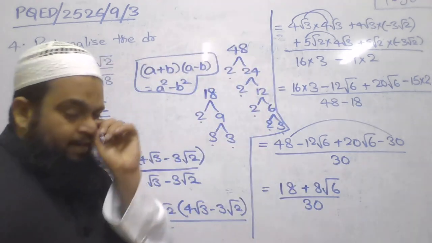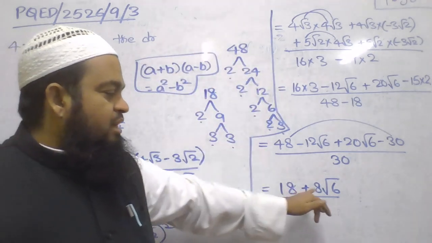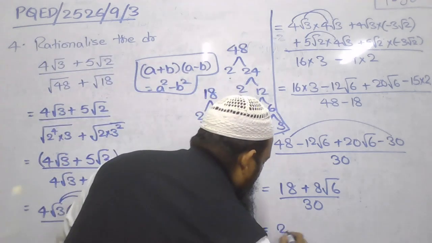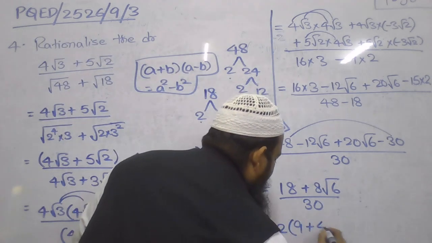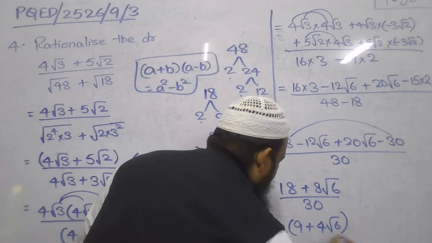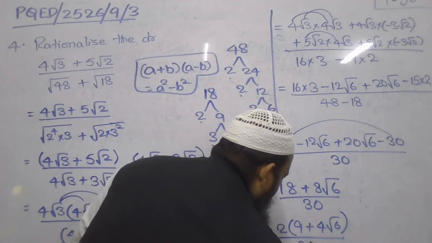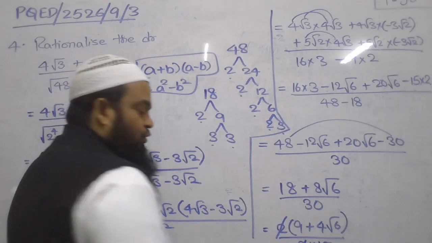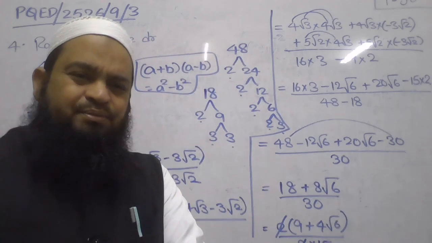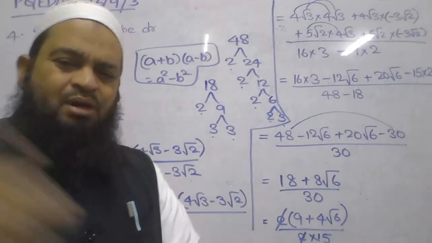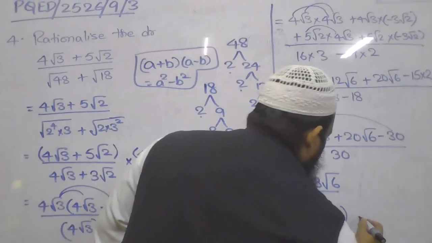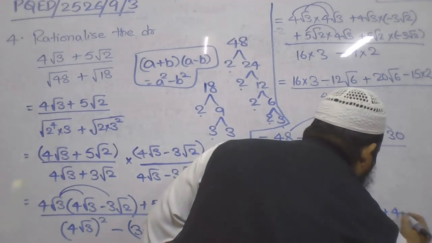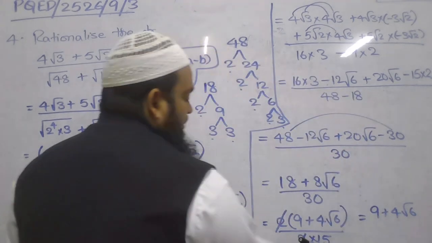Now you have 18 is an even number, 8 is also an even number. You have two common. So let us take two common. It will be 9 plus 4 root 6. And here also you have 2 into 15. So 2 and 2 get cancelled. So what is the answer, my dear students? Yes, what is the answer? The answer is equal to 9 plus 4 root 6 by 15.